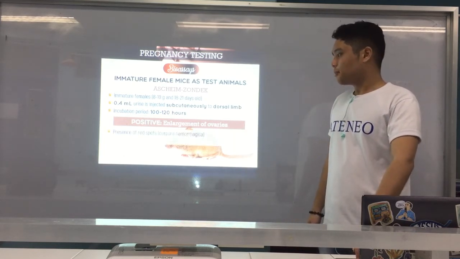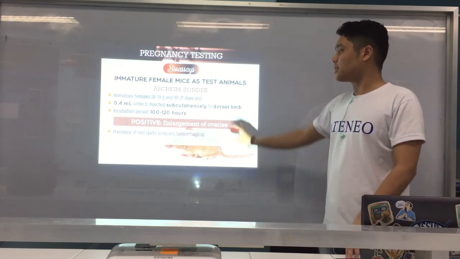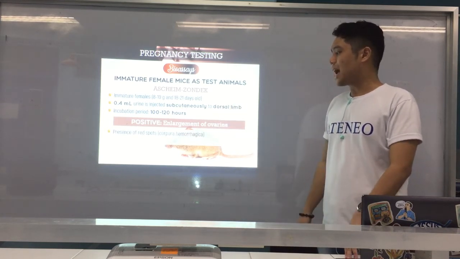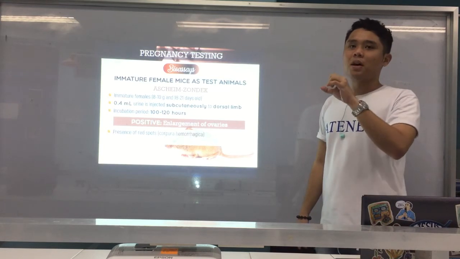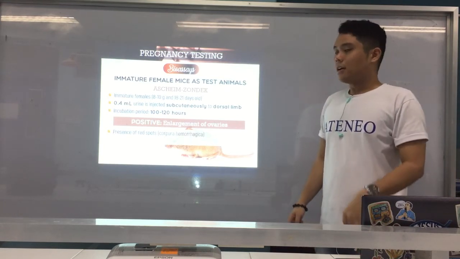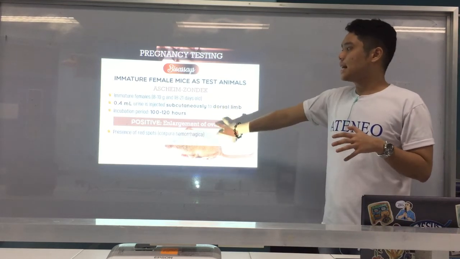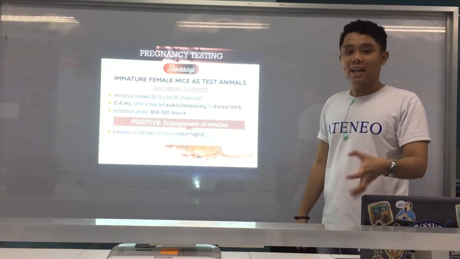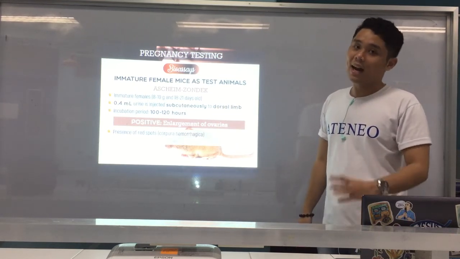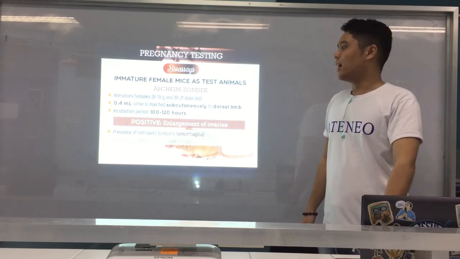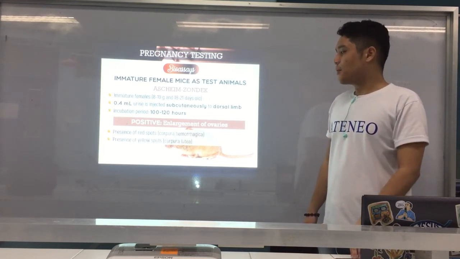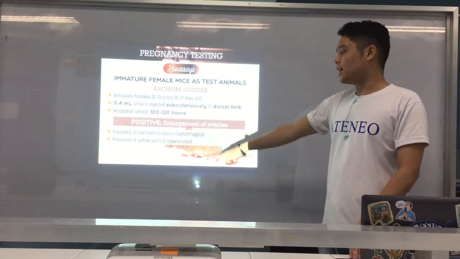And the presence of red spots on the ovaries, or corpora hemorrhagica. So if there are red spots on the ovaries and they are enlarged, then it's positive for this reaction. Meaning the urine of your patient has HCG, so she is pregnant. There is a correlation. And there is also the presence of yellow spots, corpora lutea.